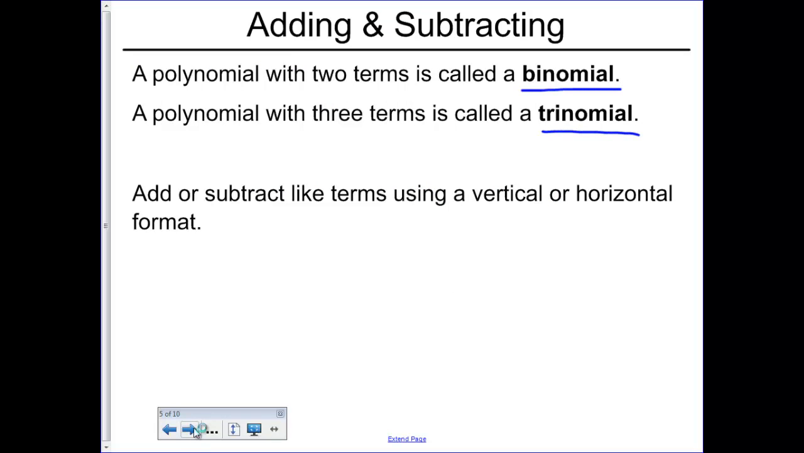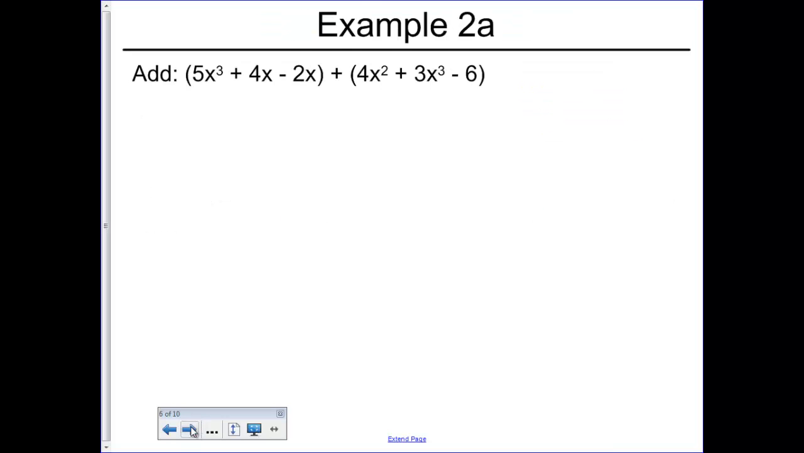A polynomial with 2 terms is called a binomial, while a polynomial that has 3 terms is called a trinomial, and we will use those words quite often. When we're adding and subtracting polynomials, we will add and subtract like terms using one of 2 formats, vertical or horizontal format, and we'll show you both formats. Example 2a, this would be the horizontal format.